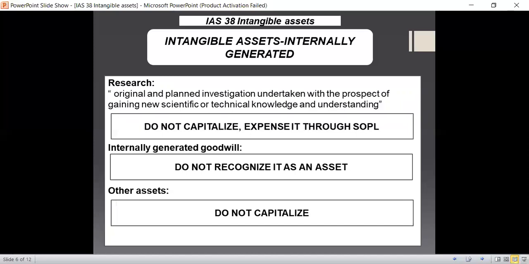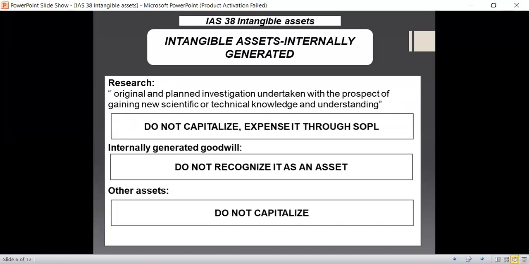Then we do have a goodwill which is generated internally. And IAS 38 prohibits us to recognize internally generated goodwill as an asset. We do recognize purchased goodwill which arises, for example, in business combinations, but that is also covered by IFRS 3, not by IAS 38. So you do not need to recognize internally generated goodwill as your asset.